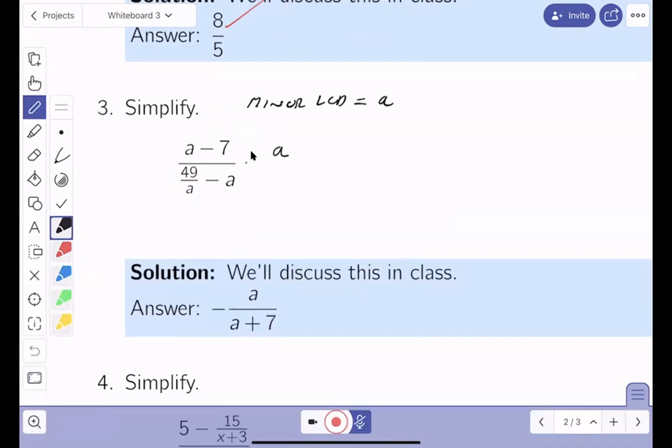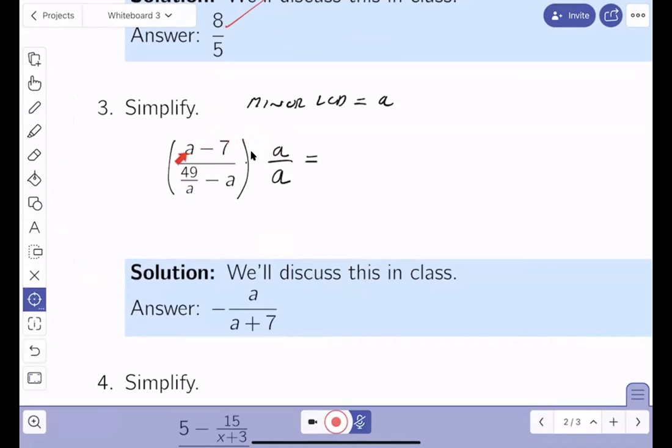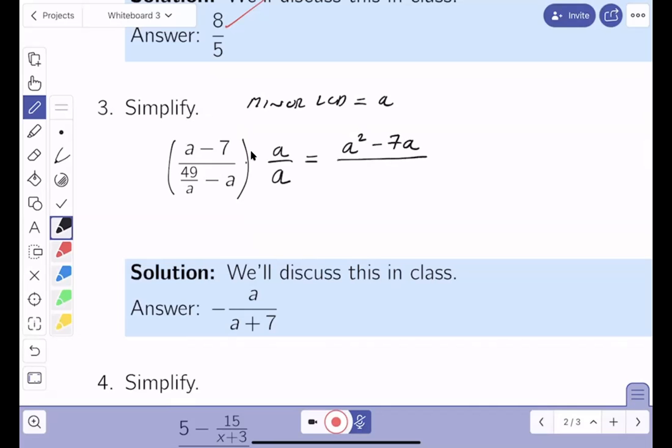What do we recommend? Multiply the top and the bottom by a. Let's go through that. And when I do that, I want to point out what I'm doing. I'm using the distributive property of multiplication. This a distributes across both of those terms. I'll write that down for you. That's a squared minus 7a. And I'm going to distribute the a across the bottom two terms, which would be 49 minus a squared.